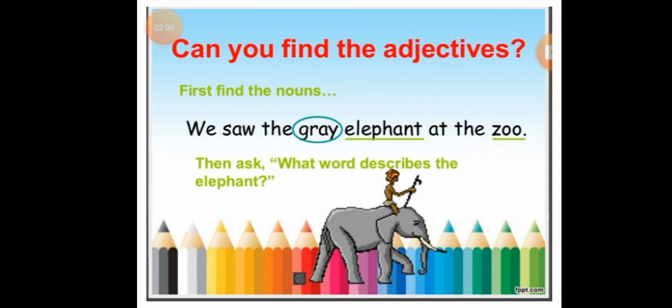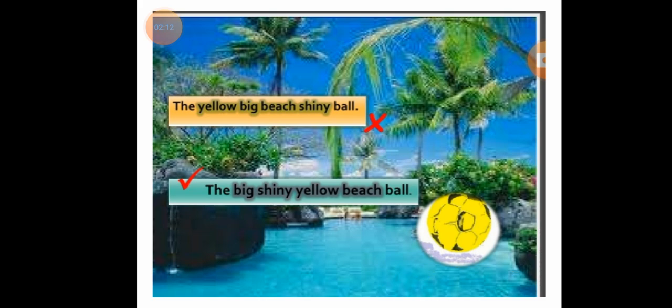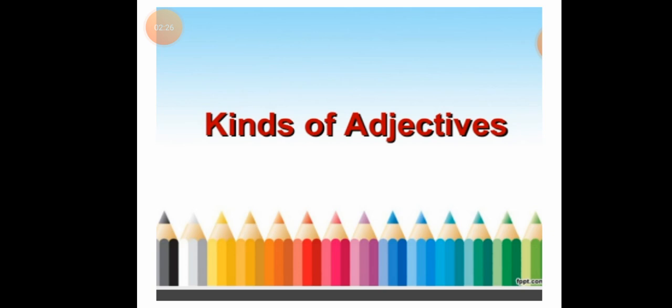First find the noun. We saw the grey elephant at the zoo. The underlined words are the nouns here and the word grey is describing the noun. So grey is an adjective here. If the sentence is the yellow big beach shiny ball, this is the wrong pattern. We have to write it as the big shiny yellow beach ball.